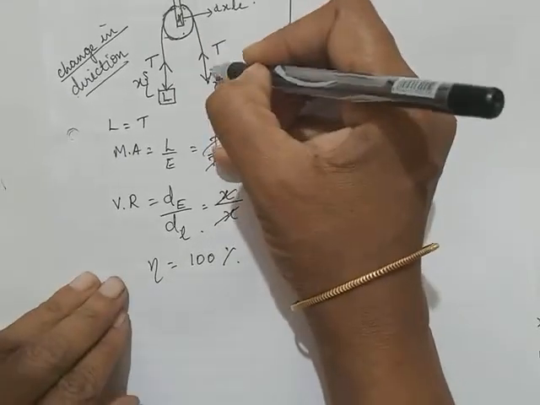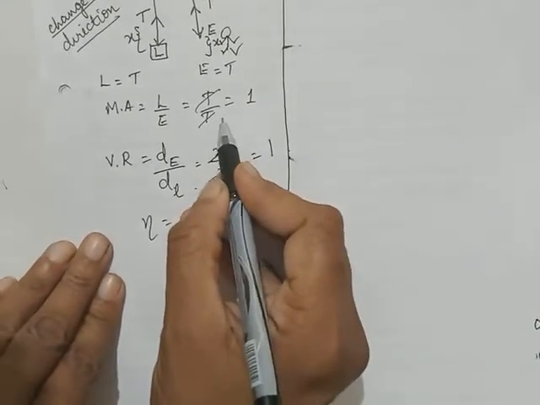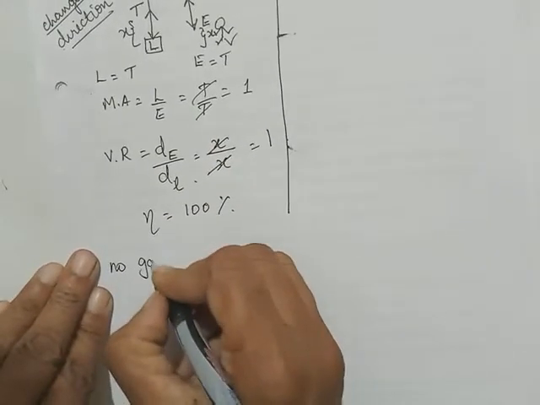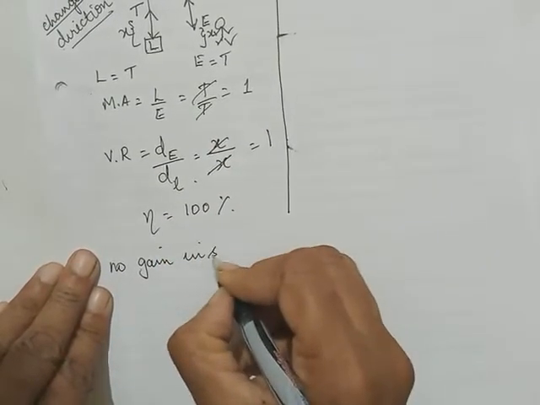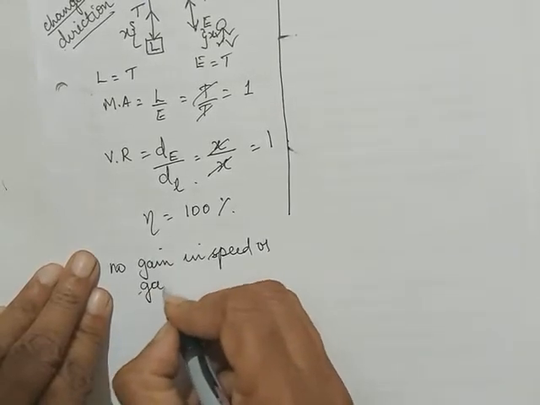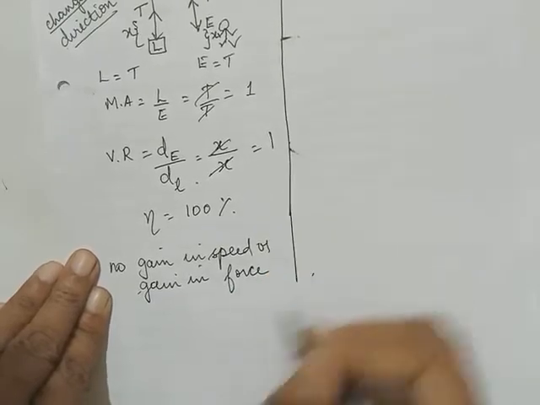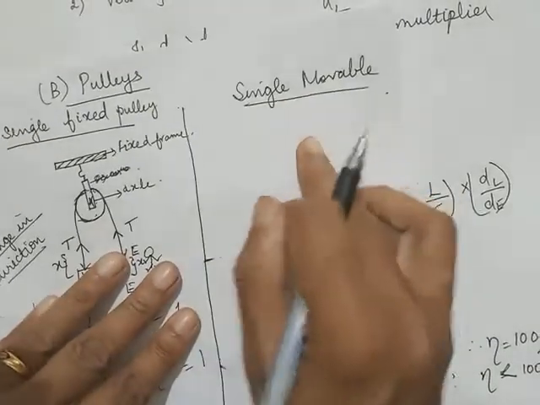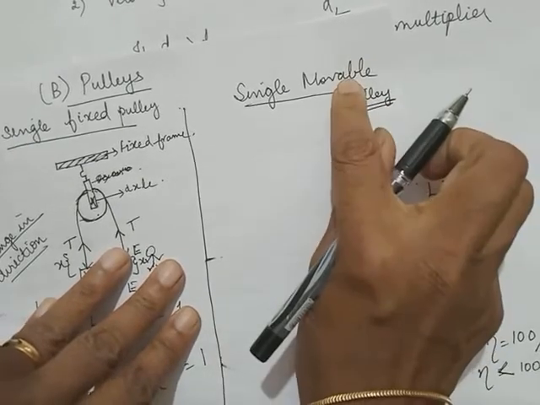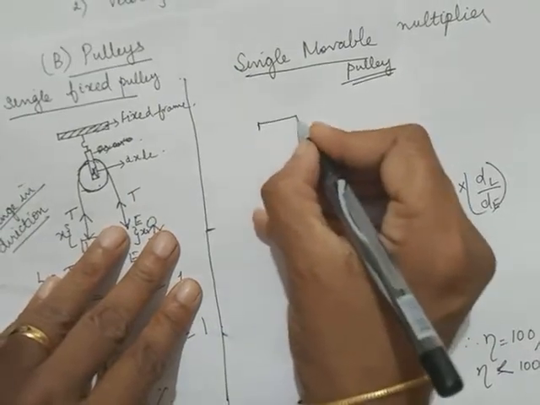Now with the pulley, you'll have to apply effort in the downward direction. So in this system, there is no gain in speed or gain in force. So they thought, in order to overcome this, the single movable pulley was invented. Now why is it called a movable pulley? Here the pulley will move along with the load. So the setup will be like this.